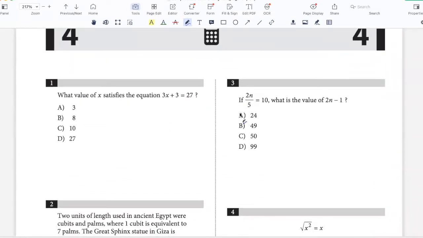Question 1, what value of x satisfies the equation 3x plus 3 is 27? So 3x plus 3 is 27. So 3x is 24. So x would be 8.